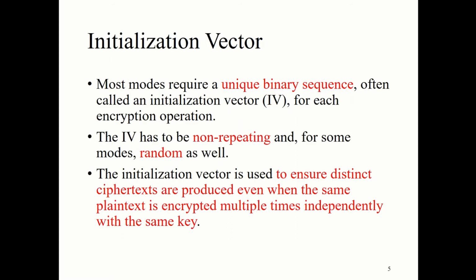First of all, we need to understand the initialization vector. The initialization vector is basically the startup of the algorithm. As we can see, DES requires 64 bits, and we have to split it into two halves, 32 and 32, and AES requires a state matrix to start the encryption, and so on. So most of them require a binary sequence, a unique binary sequence. We call it the initialization vector.